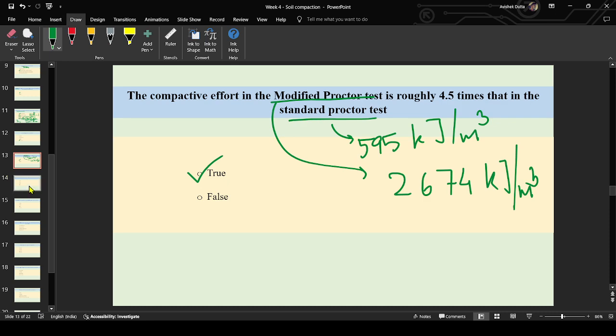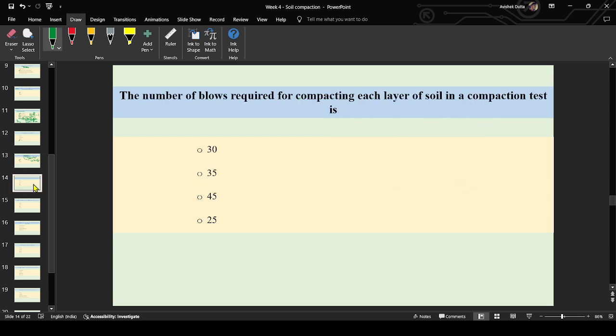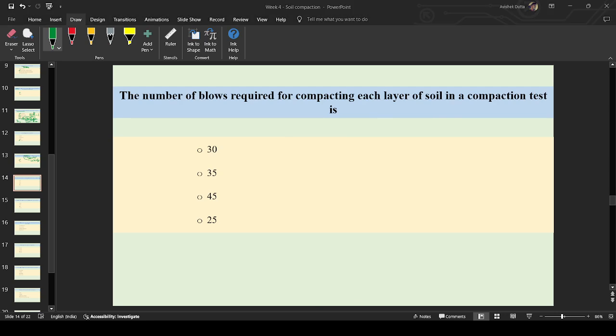Okay, let's see. Next question. Number of blows required for compacting each layer. Very simple question. What is the answer?